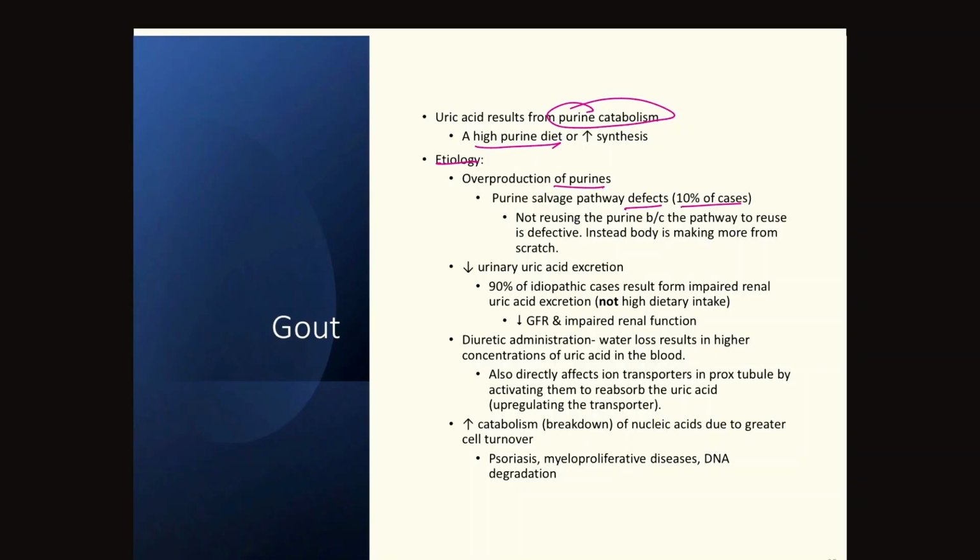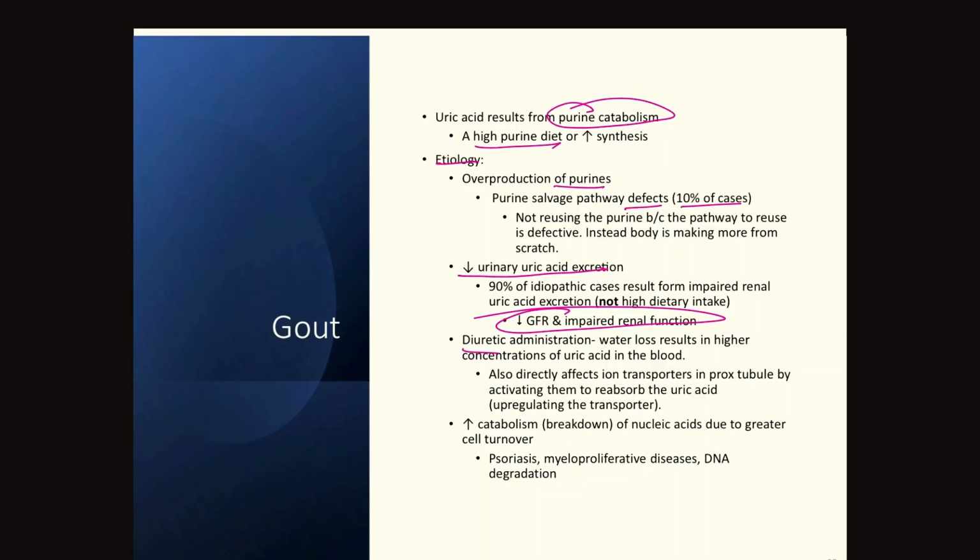The next one, decreased uric acid excretion. So the kidneys get rid of things. If the kidneys slow down and they're not getting rid of things as fast, it will build up in our bloodstream as well. And if it gets to a certain point where it saturates, it'll crystallize out. So 90% of idiopathic cases, again, impaired renal function. So if you know your patient has chronic renal disease, and their GFR is low, be careful with certain foods and medicines because they can't clear out the uric acid fast enough.